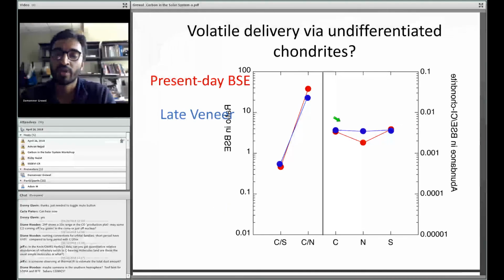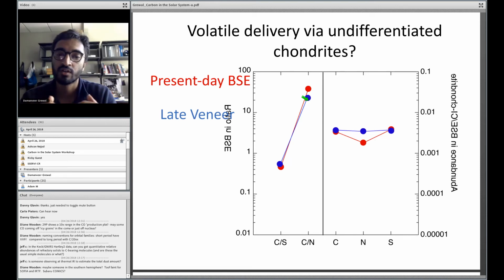So if we assume that these volatile elements were delivered post-core formation via late veneer, via smaller undifferentiated bodies, then we can satisfy the carbon abundance in the bulk silicate Earth as well as the sulfur abundance in the bulk silicate Earth, but we cannot satisfy the nitrogen abundance in the bulk silicate Earth. And if you look at the numbers over here, the carbon by sulfur ratio can be satisfied, while the carbon by nitrogen ratio cannot be satisfied if we deliver the volatile elements to the Earth via undifferentiated chondrites. So then you have to differentiate nitrogen with respect to carbon somehow.